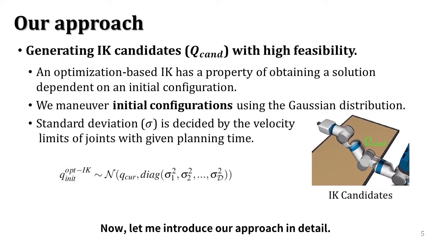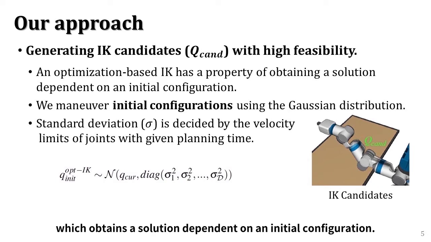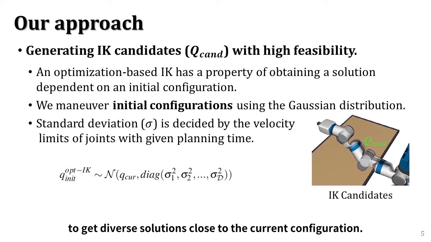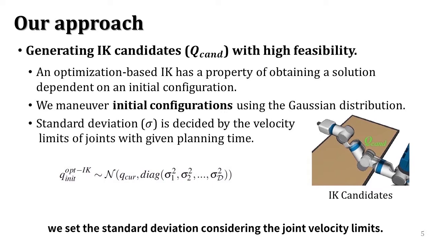Now, let me introduce our approach in detail. Our approach generates IK candidates with high feasibility using the property of an optimization-based IK, which obtains a solution dependent on an initial configuration. We maneuver initial configurations using the Gaussian distribution to get diverse solutions close to the current configuration. Since we have to satisfy the joint velocity limits given the short time, we set the standard deviation considering the joint velocity limits.